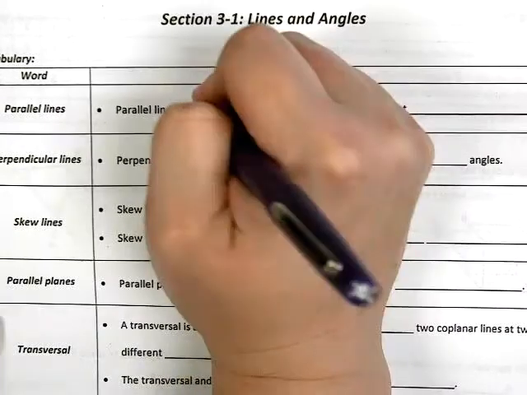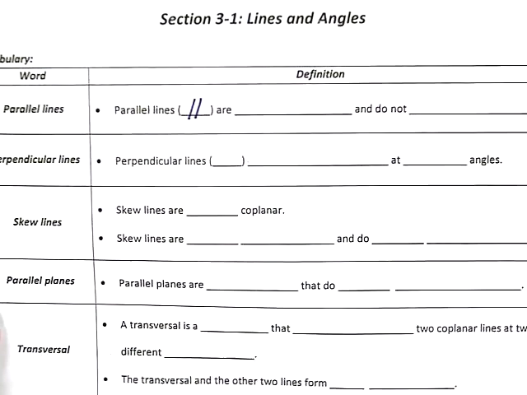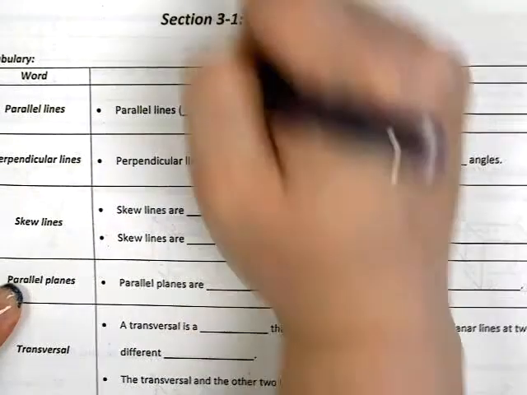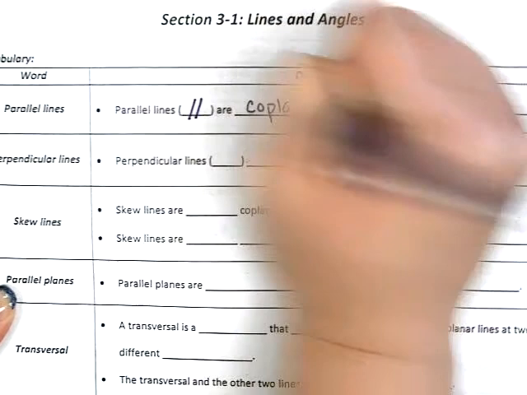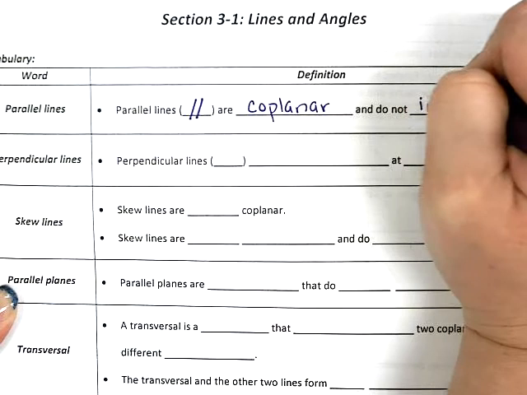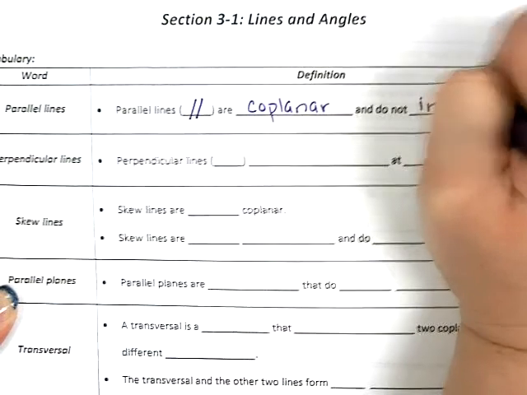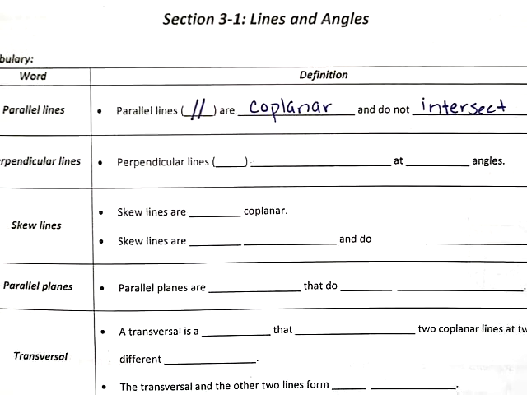So first thing we need to talk about is parallel lines. The symbol for parallel lines is actually just two parallel lines. Parallel lines are coplanar and they do not intersect. So all the stuff that we learned in chapter 1 is not going away, by the way. You need to know what coplanar means. Intersect. So parallel lines are coplanar and do not intersect.